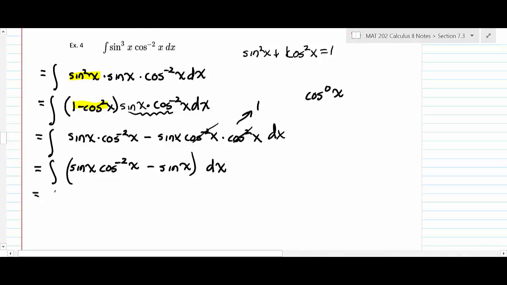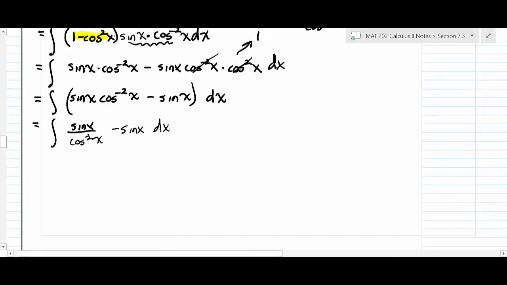So let's write this as integral of sine x over cosine squared x. Okay, I'm just bringing that down to the denominator like that. Okay, so I got cosine squared x, and then I got minus sine x times dx like that. Okay, so let's just split this into two integrals. One of them, of course, we can do in our head. The other one is probably U-substitution. So let's look at the integral sine x over cosine squared x dx. And then let's look at the integral of sine x dx like that.